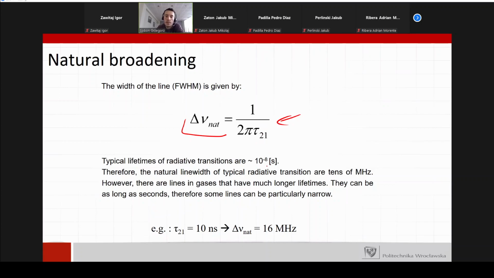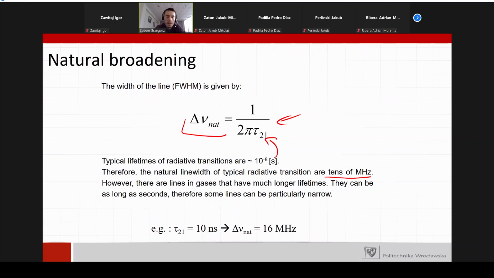So typically, for typical solid state lasers, for example, the lifetimes of these transitions are at the level of 10 to the minus 8. Okay, so there may be some microseconds, sometimes nanoseconds. So if we calculate that, the resulting line widths are at the level of megahertz, so tens of megahertz.